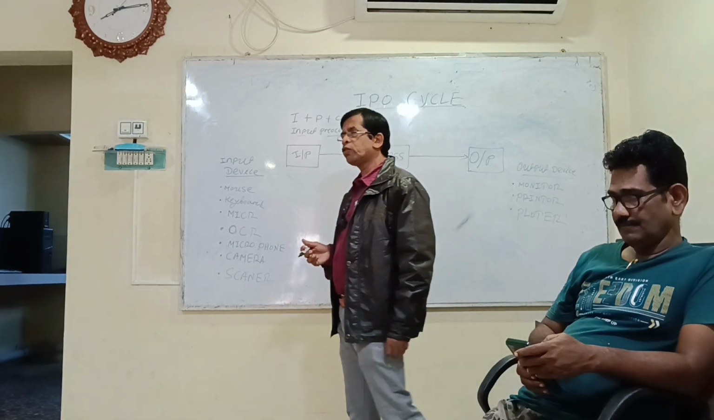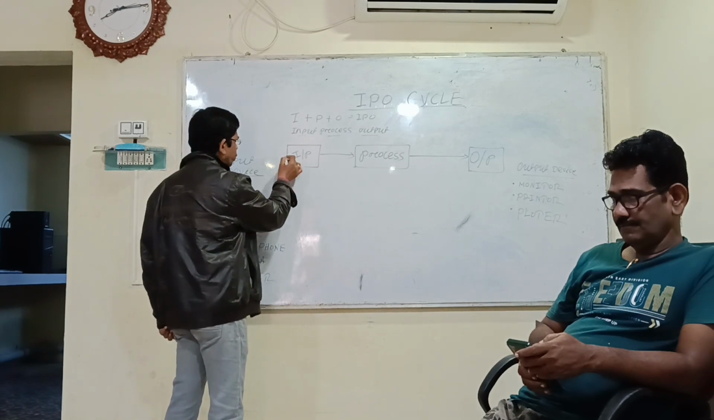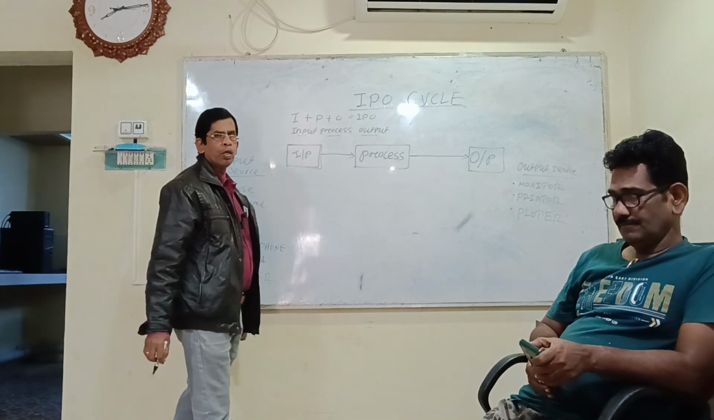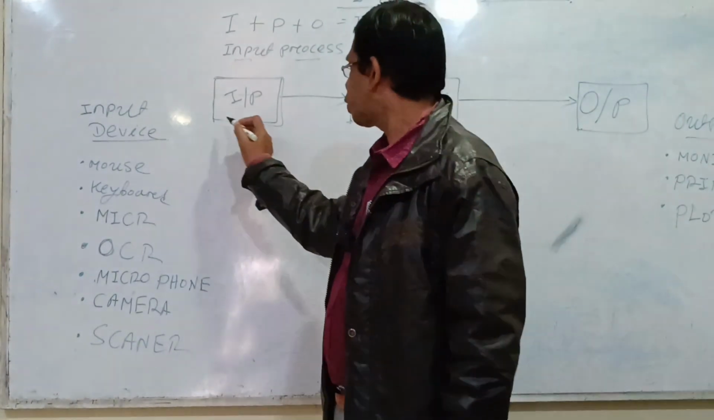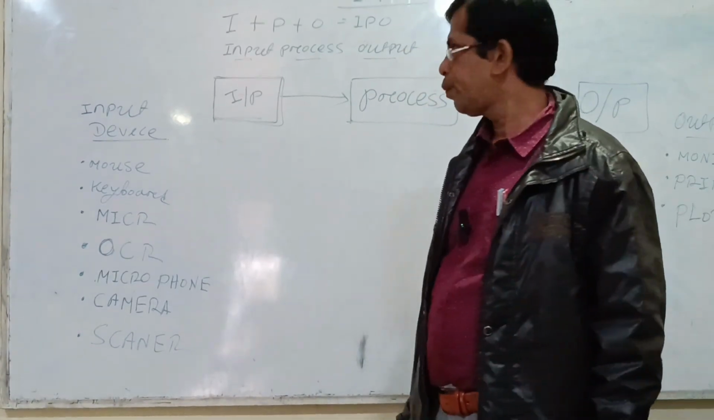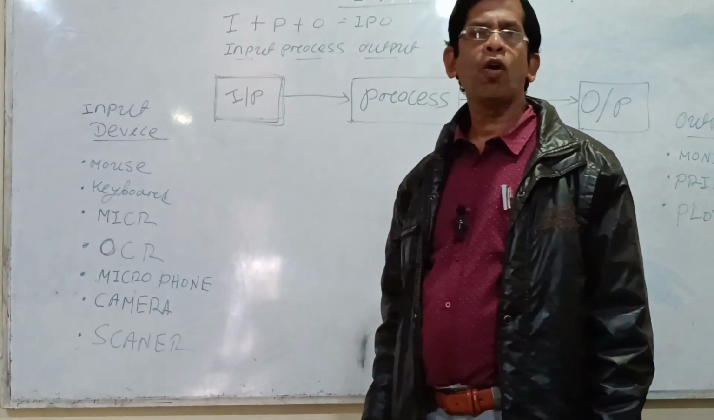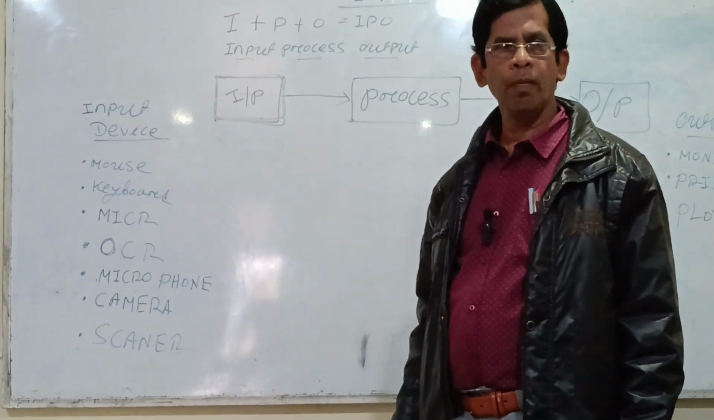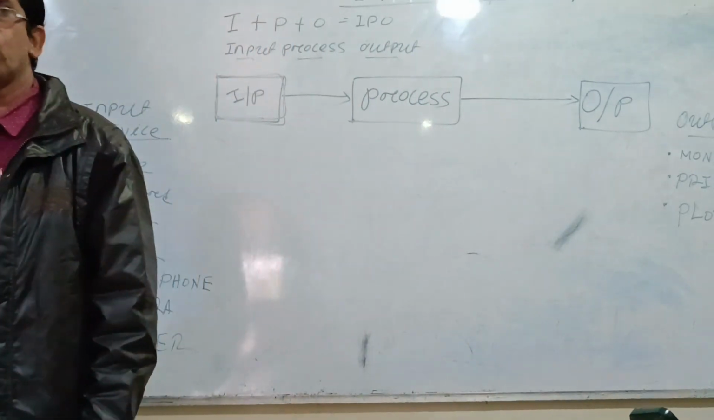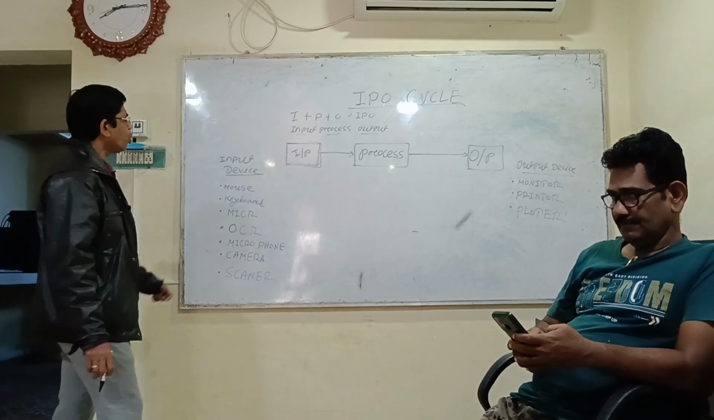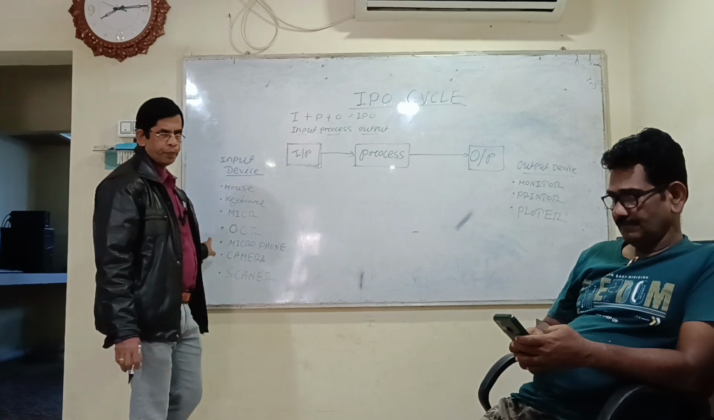When you give an instruction to a computer, first the instruction reaches the input section of the computer. The input section collects instructions from users. Who is the user? We are the users. And we give an instruction to the computer through an input device.